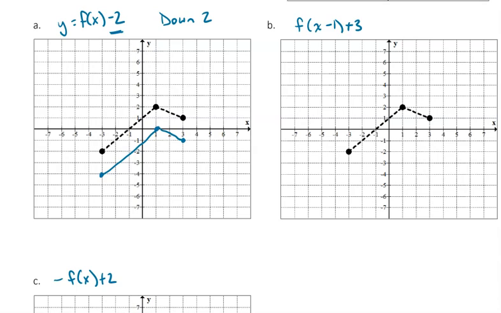For B, same exact idea. Only now there's also a negative 1 on the inside. That is going to go right 1. And the plus 3 goes up 3. So for each of these points, we're going to go right 1, up 3. Again, play connect the dots, and we got our same shape.